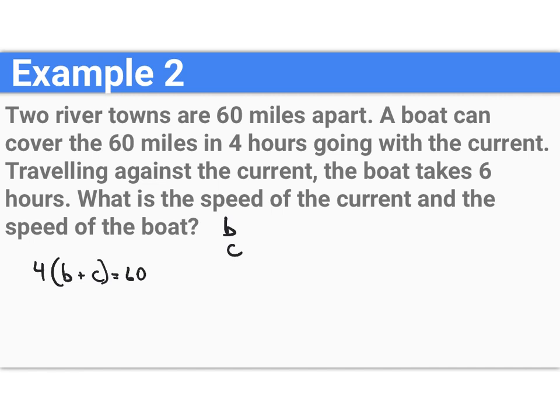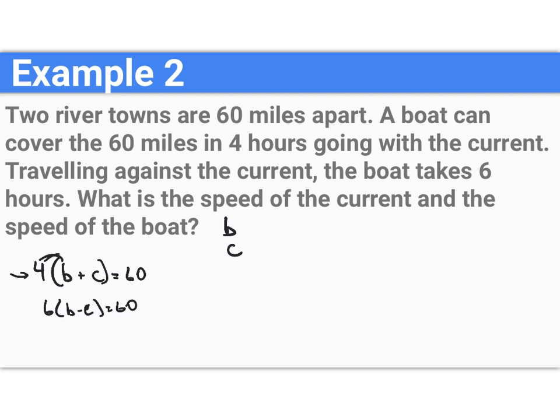Okay, against the current, so B minus C, the distance is still the same. And so why do we have B plus C? Because B plus C in the first equation is the boat plus the current. And in the second equation, we're traveling against the current. So you had to subtract the current because the current of a river does have speed. Current is the movement of a river. So it's boat minus the current.